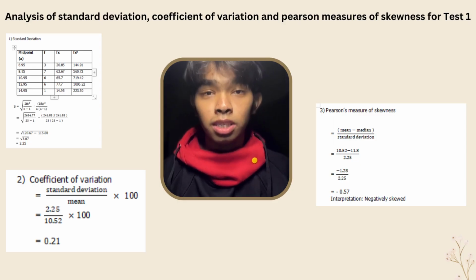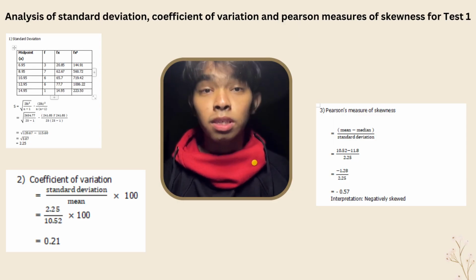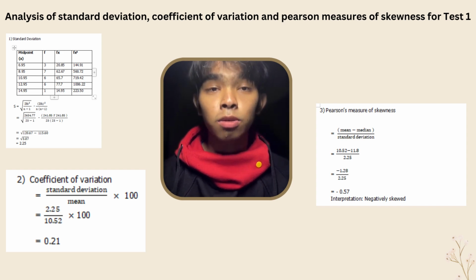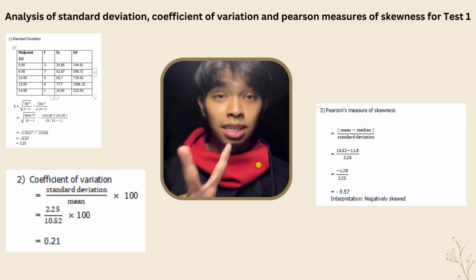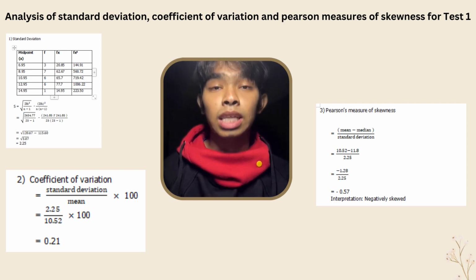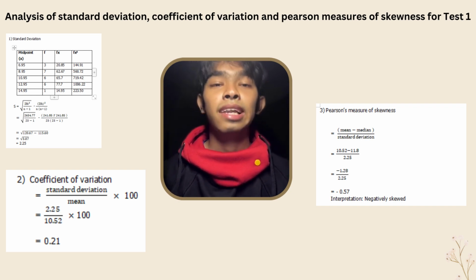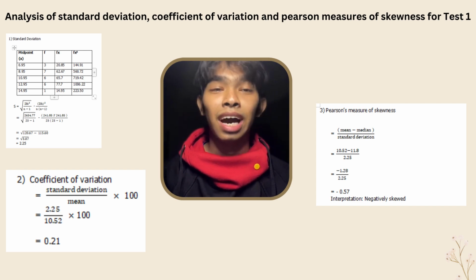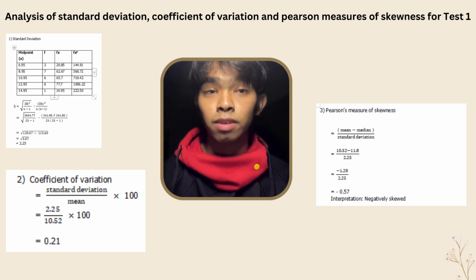For standard deviation, after I complete the table, using the standard deviation formula, I got 2.25. Second, for coefficient of variation, using the formula standard deviation divided by mean and times 100, I got 0.21. And last but not least, using the formula, I got negative 0.57 and the interpretation is negatively skewed.